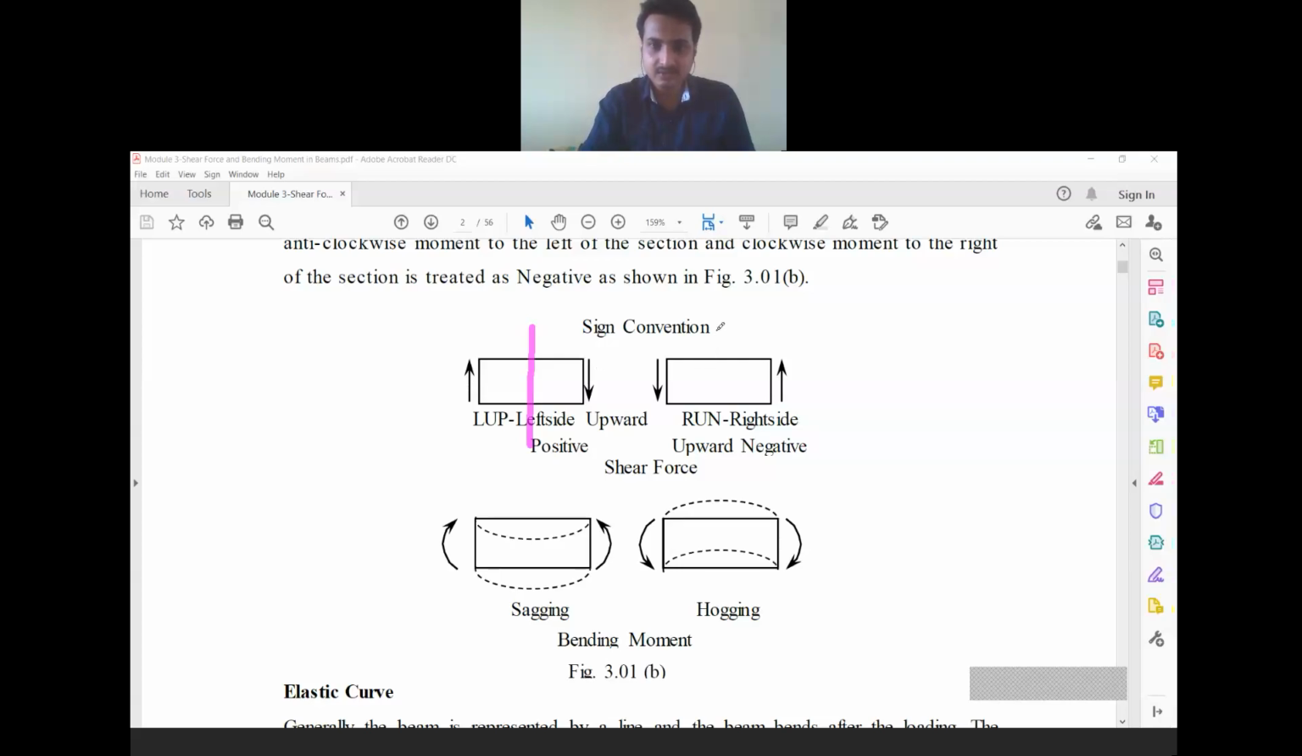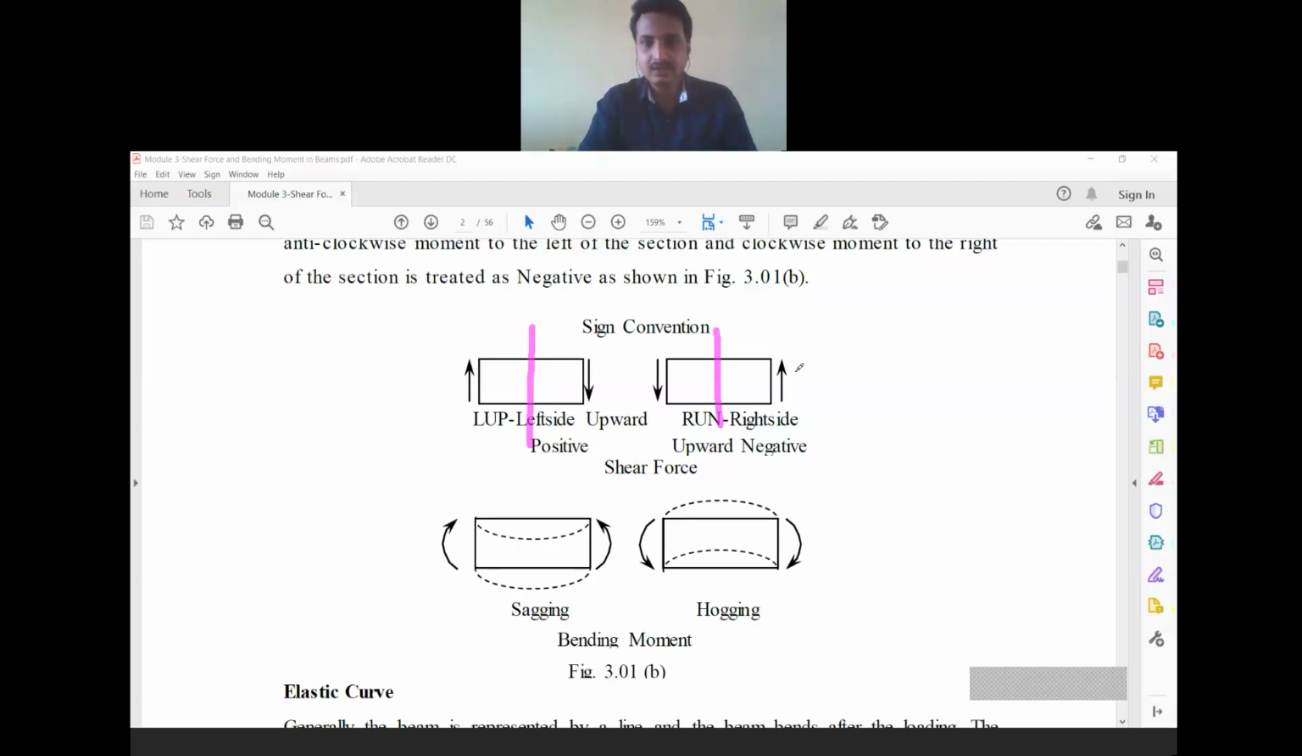Next, when I come to this beam, if I have a section like this, to the left of the beam, if I have a downward facing load, I will consider that as negative. If I have an upward facing force to the right hand side, then I will consider that as negative.